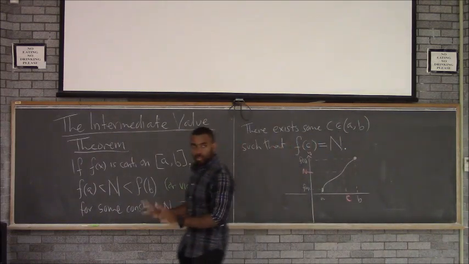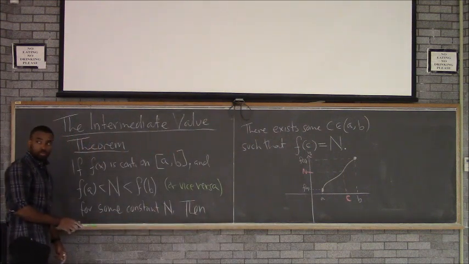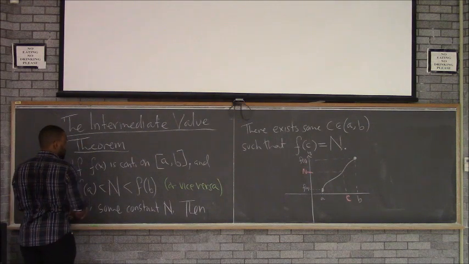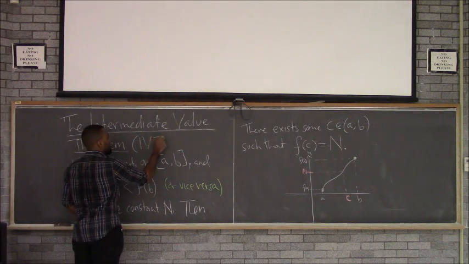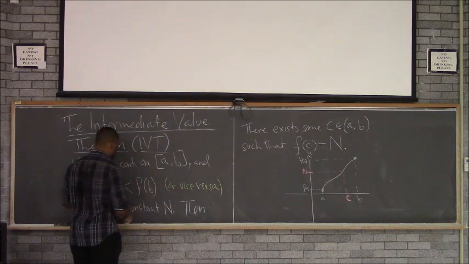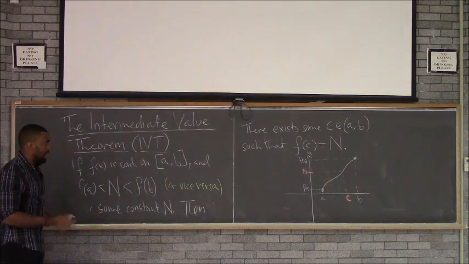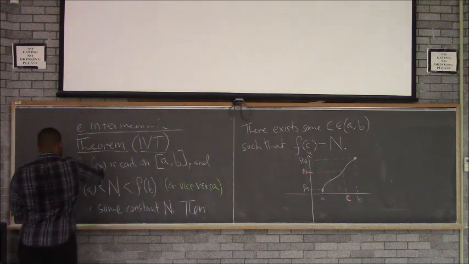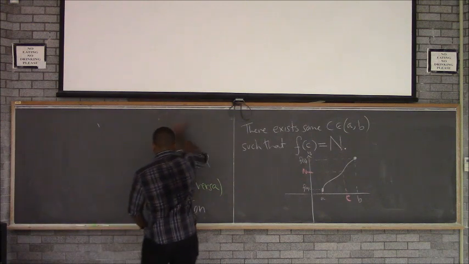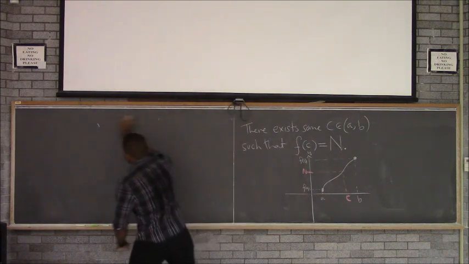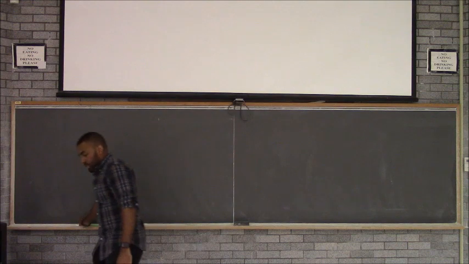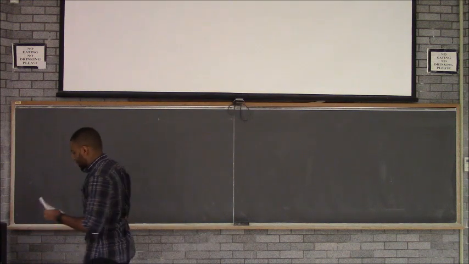Any questions about the theorem, about what it means, what it says, what it's talking about? Very important theorem, intermediate value theorem. Sometimes I'll abbreviate by IVT, and you can abbreviate by IVT as well. So I'll know if you write IVT, you're talking about the intermediate value theorem. Here's an example where we can use it.